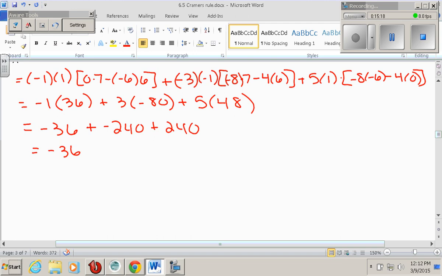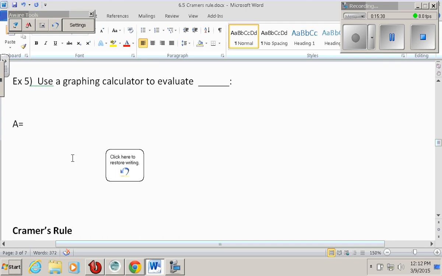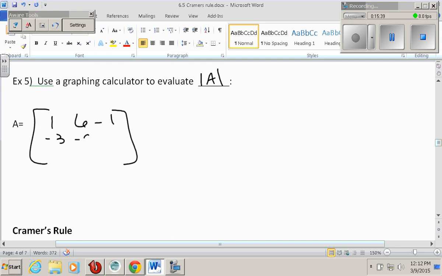The very last example we're going to do is actually going to be how you find this determinant in your calculator, because it can be done in your calculator. But remember, you still have to be able to do it out by hand as well. So the matrix that I want you to evaluate is going to be 1, 6, negative 1, negative 3, negative 5, 3, 0, 4, 2. And I'll show you how to do this in your calculator. So make sure you write that down, please. And then Cramer's rule will be for tomorrow.